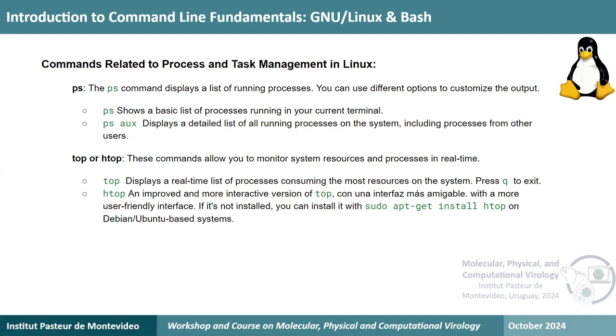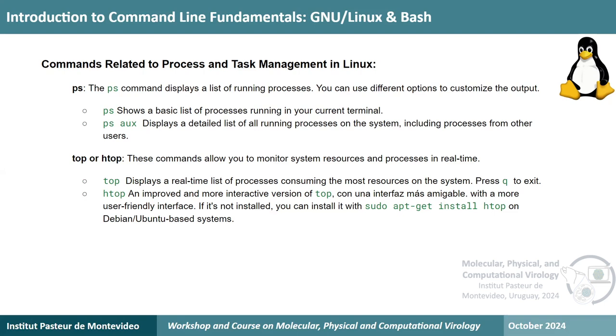Another combination is ps aux. If you need a detailed view of all running processes, you have to use this command. ps aux shows everything, including processes from other users and system services. Using this, you will see, for example, the user who owns the process, the process ID, the CPU and memory usage, the start time, and the command that launched it. So this command is great for getting a broad view of what's happening across the system.